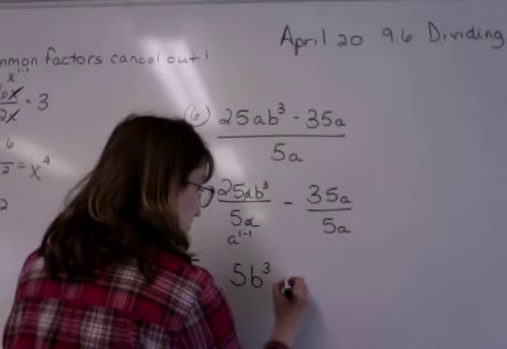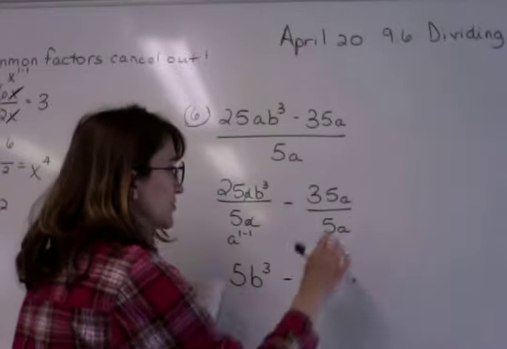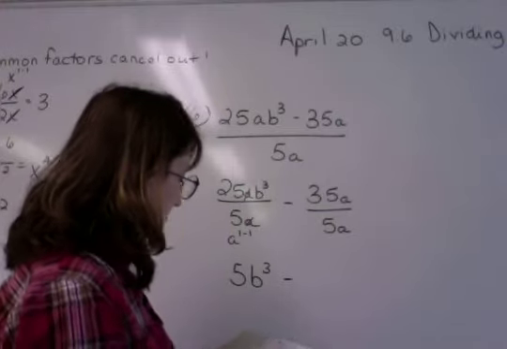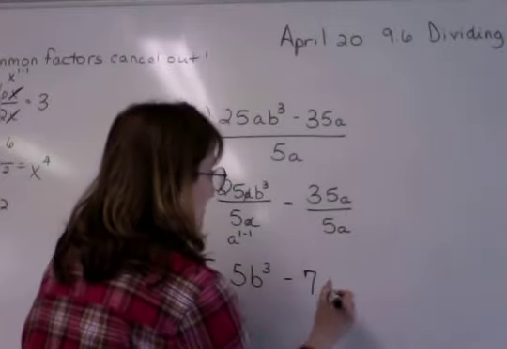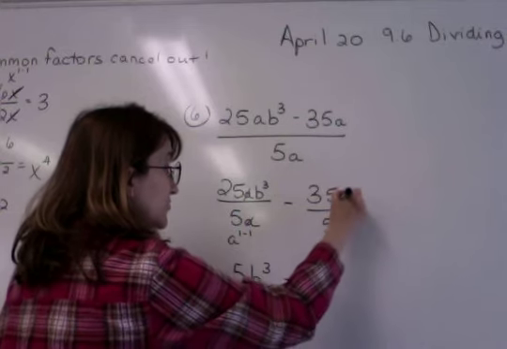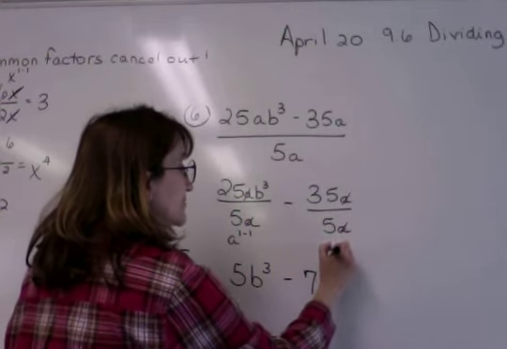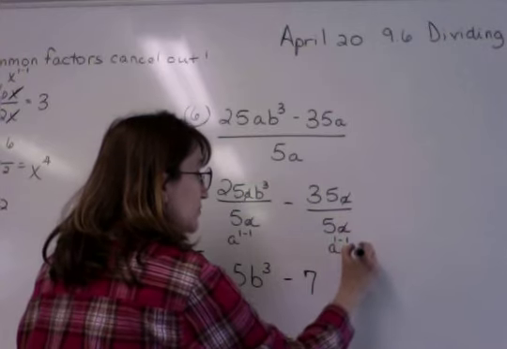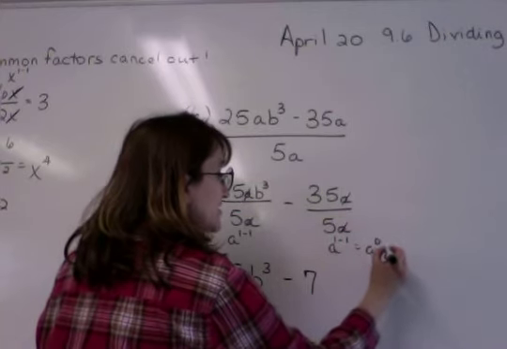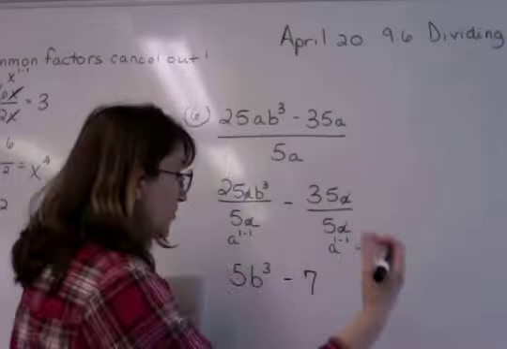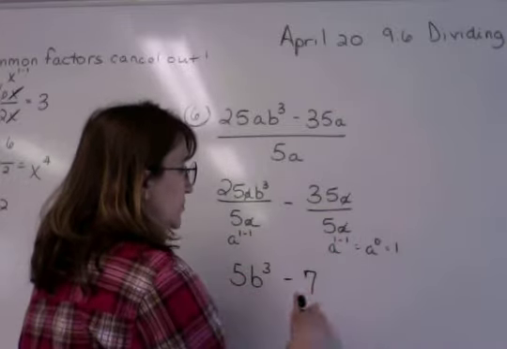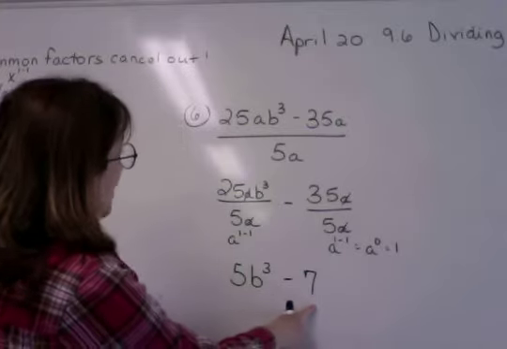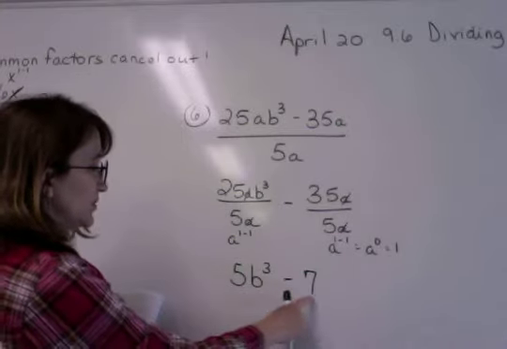Moving on to the next one. Deal with your numbers first. 35 divided by 5 is going to become 7. The a's cancel out, or like I said, it's basically like that top a has a 1, this bottom a has a 1. You end up with a to the 0 power, which is simply a 1, and it would multiply with that 7 that we got out of 35, so it's just a 7. So your answer for 6 is 5b cubed minus 7.